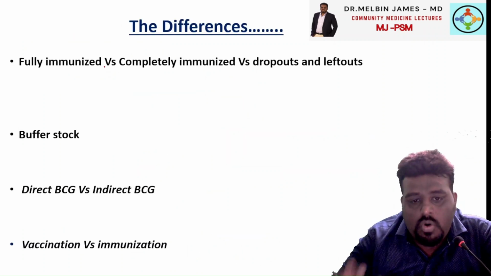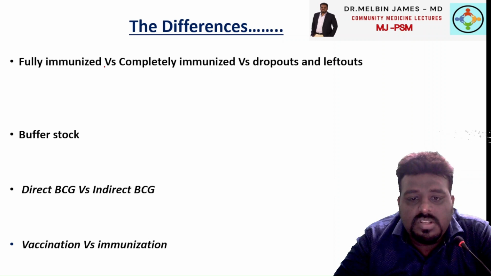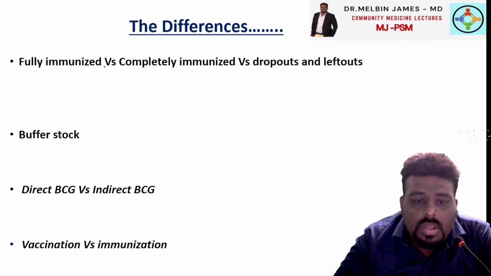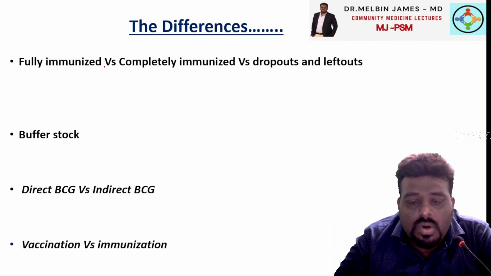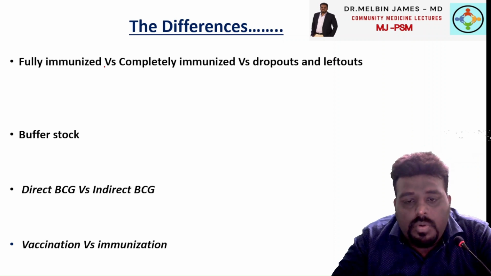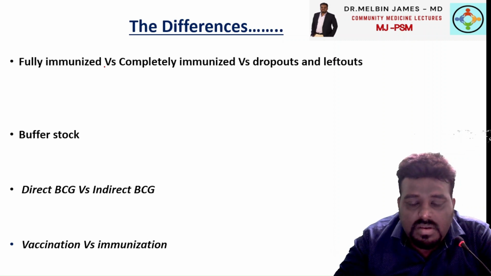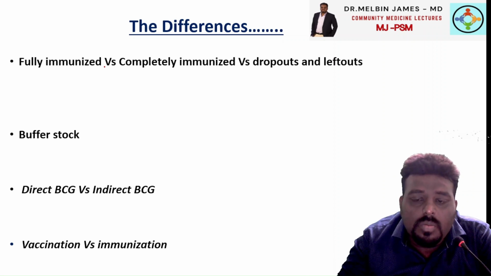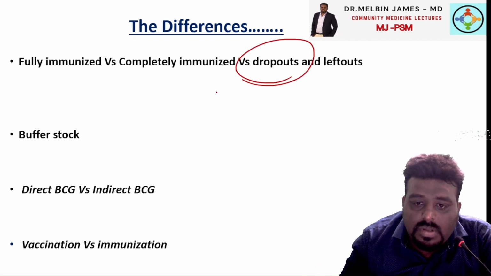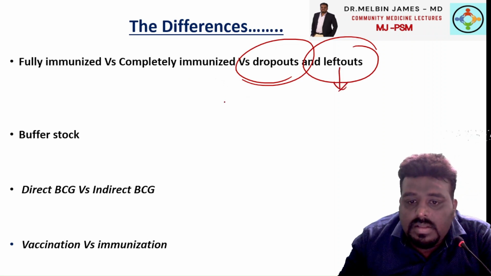Now, throughout the mission you would have seen something called drop-out left-out. Now we will see some definitions of what is meant by drop-out left-out. Dropout means the vaccines have been started. The child has started receiving some of the vaccines, and after some of the vaccines, the child has been lost to follow-up. That is dropout.